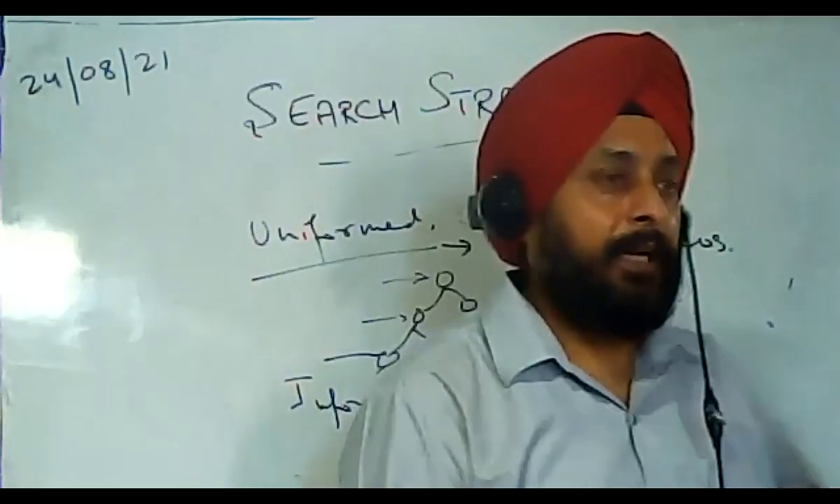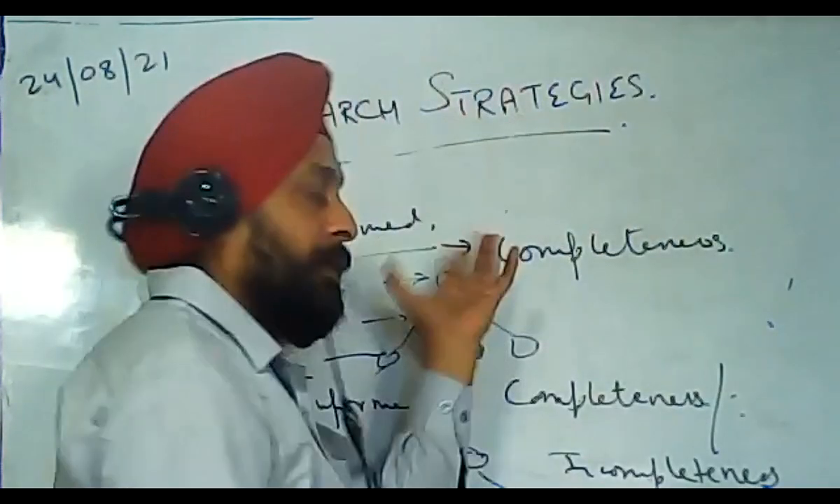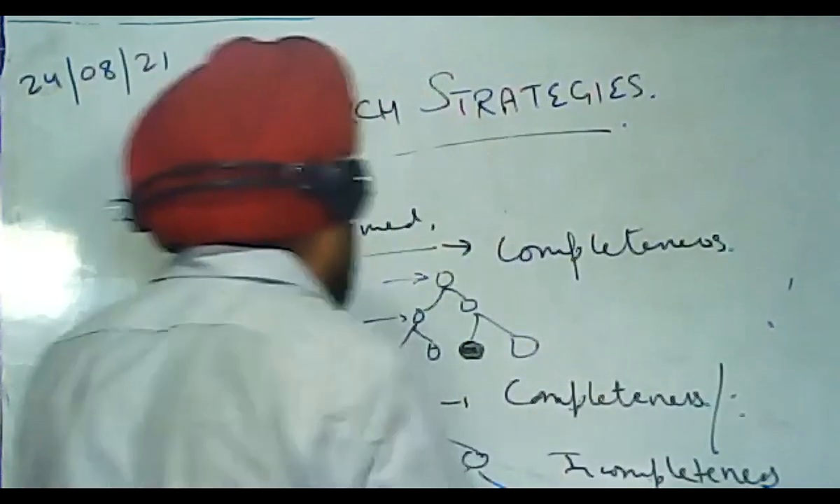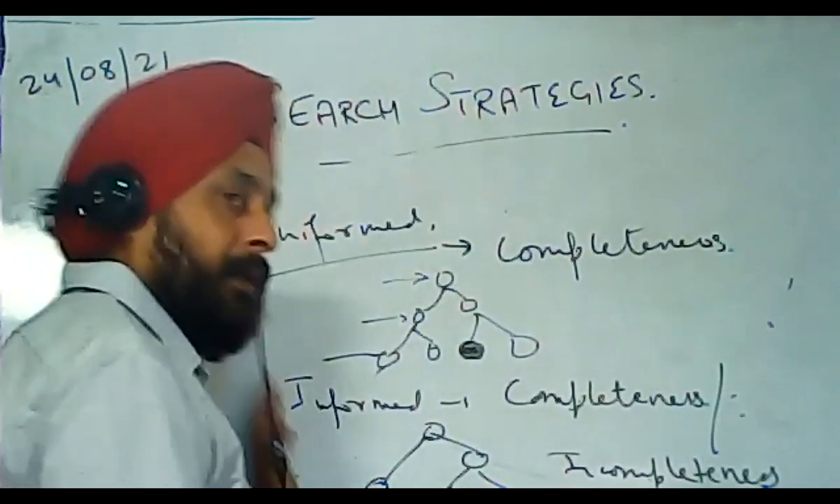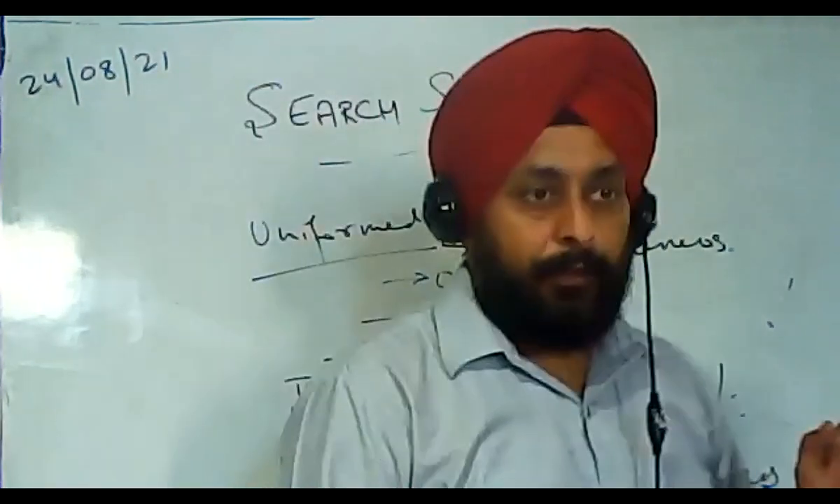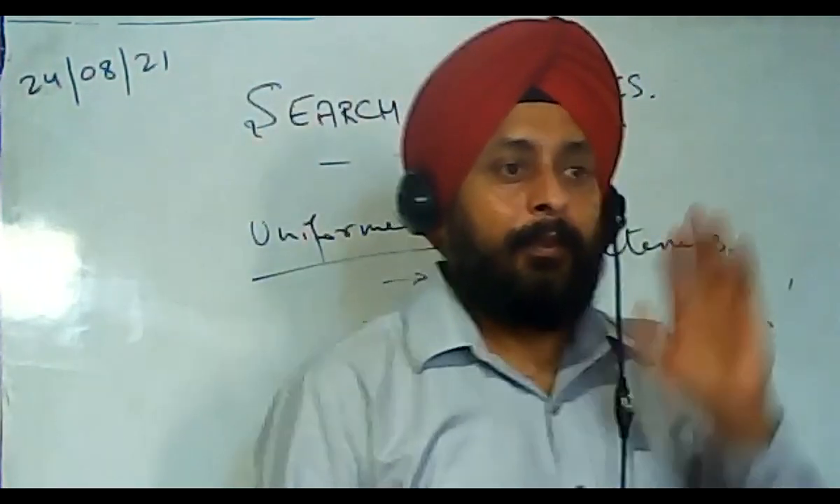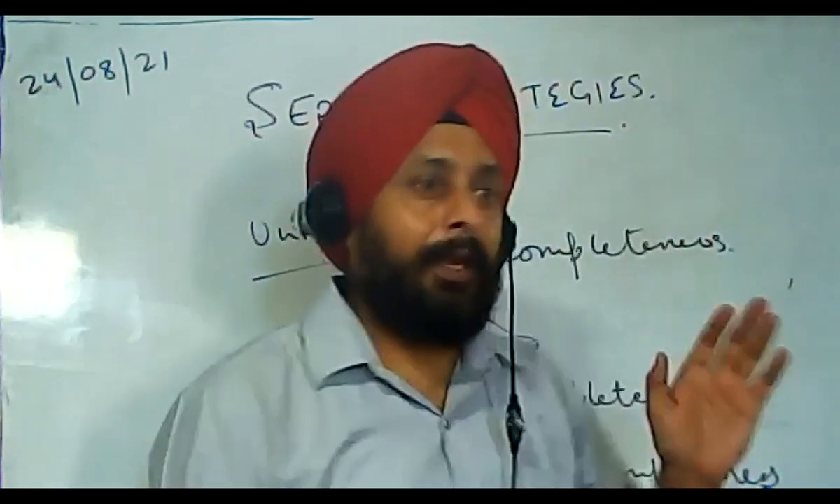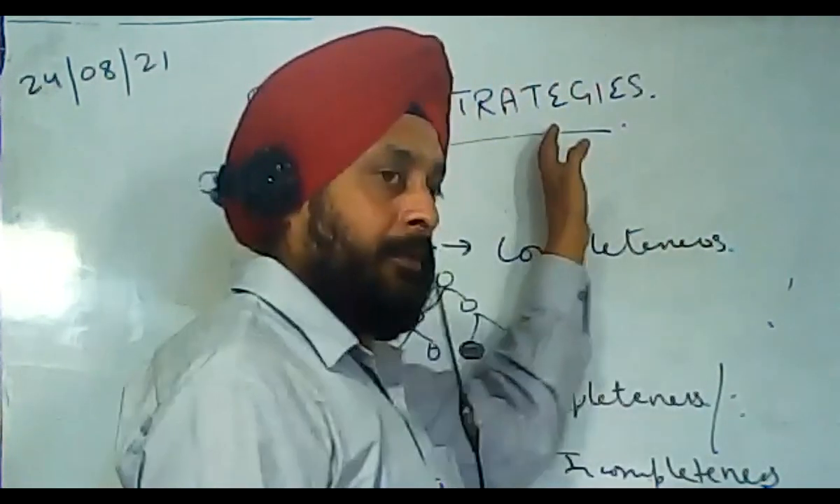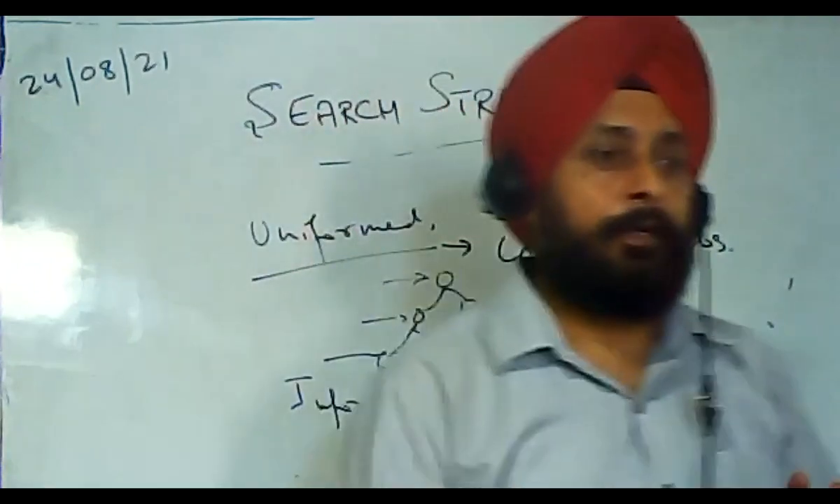So we are done with the search strategies, the main categories of search strategies, that is informed and uninformed search. Today we have covered problem and its characteristics, state space search, and search strategies. So this is all for today's lecture.